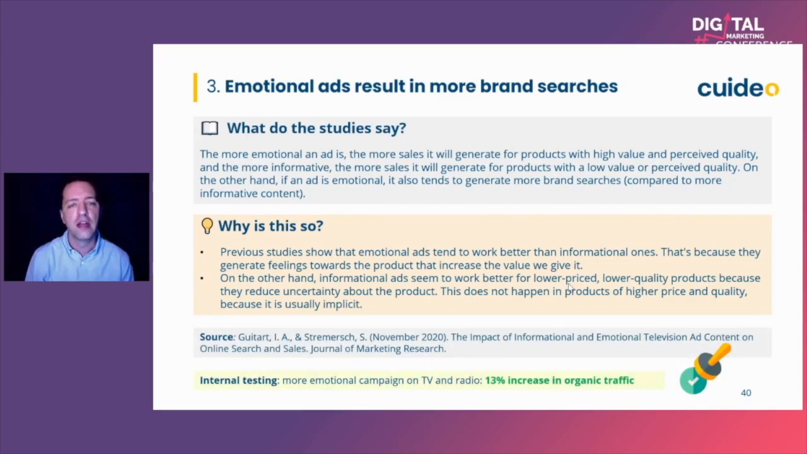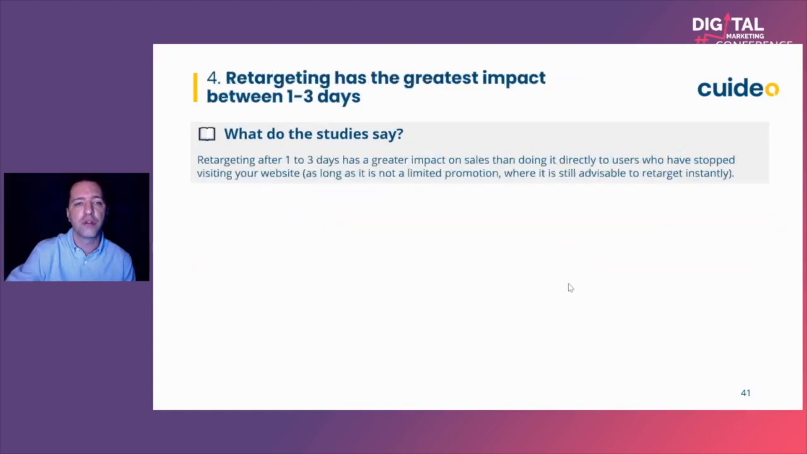So we changed our campaigns from being very functional to being very emotional. We also saw a 13% increase in organic traffic, so just people searching for the brands, right?